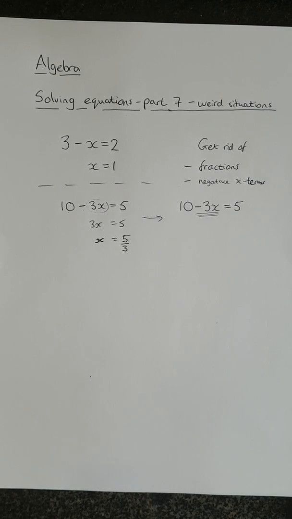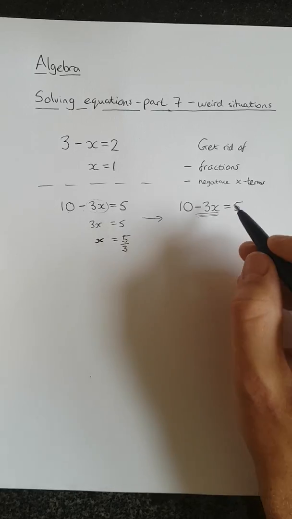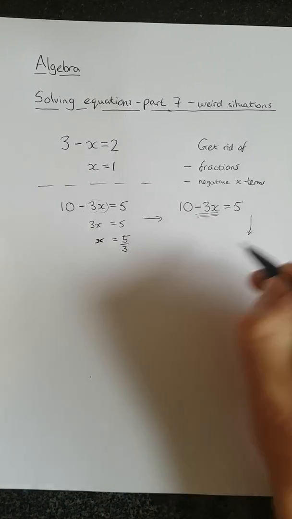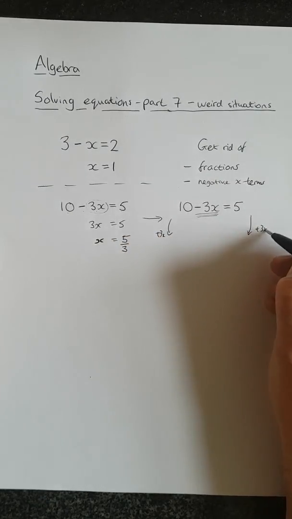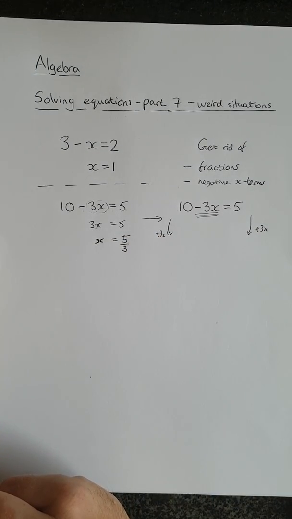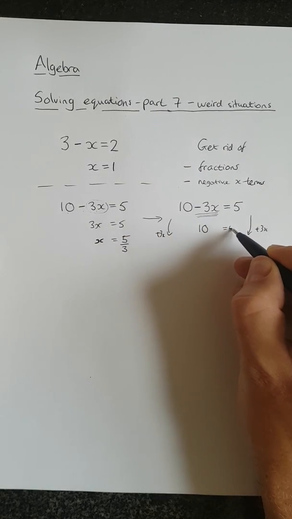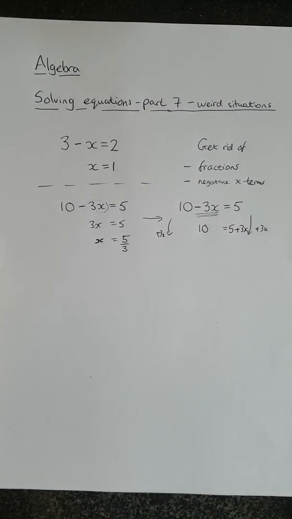Well, if it was plus 3x, I would subtract 3x. I would do the inverse. So I'm going to do the inverse here. It says subtract, so I'm going to add 3x to both sides. That gives me 10 equals 5 plus 3x.